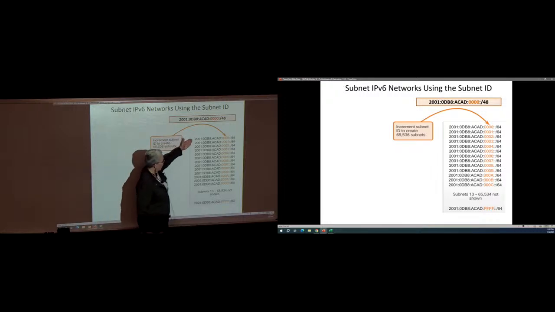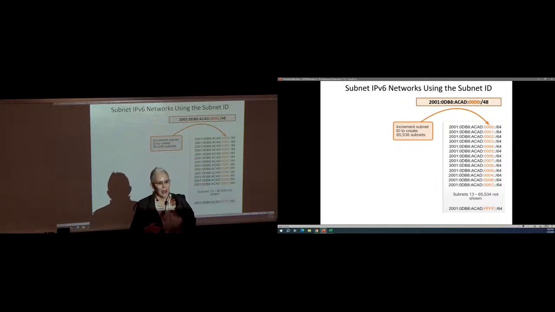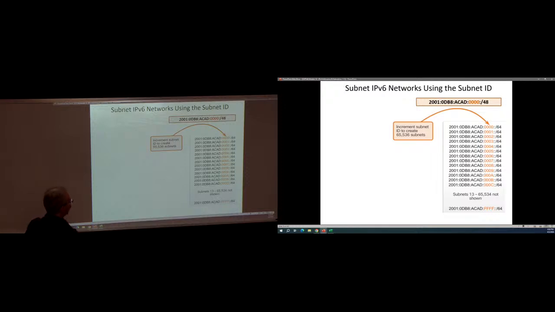This is the network address, the first 48 bits. Each network is going to get its own unique subnet ID, and that's what makes each network different. They're simply counting 0, 1, 2, 3, 4, 5, 6, 7, 8, 9, A, B, C. Each of these is a network, because every local area network needs its own unique network address. That doesn't change with IPv6, and what makes them unique is the subnet ID.